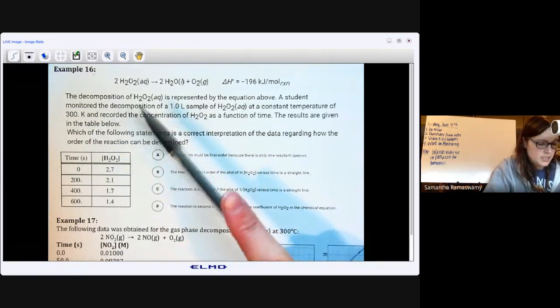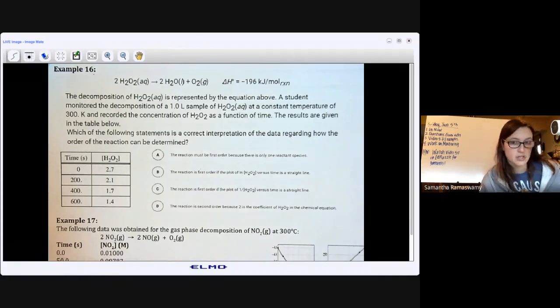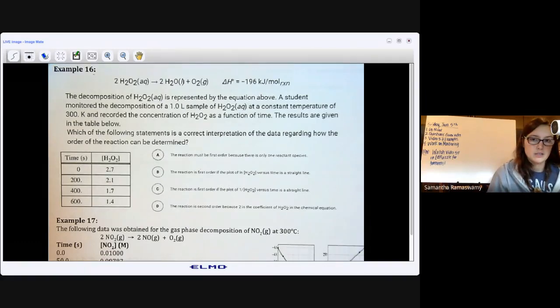And it says the decomposition of H2O2 is represented by the equation above. A student monitored the decomposition at a constant temperature and recorded the concentration as a function of time. Results are given in the table below. Which of the following statements is a correct interpretation of the data regarding how the order of the reaction can be determined?